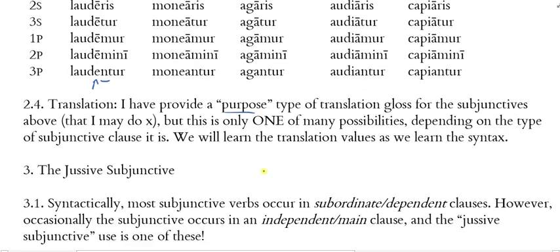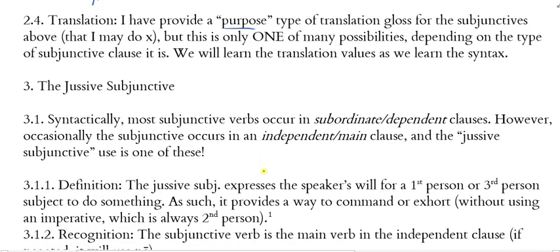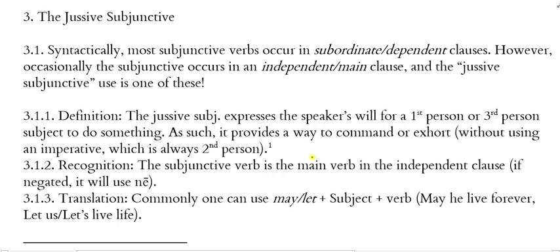So let's look at two of the uses of the subjunctive. We'll start with the jussive subjunctive. Now, syntactically, most subjunctive verbs occur in subordinate or dependent clauses. They're going to be embedded in a main or an independent clause. However, occasionally, the subjunctive verb is going to occur in an independent or a main clause, and the jussive subjunctive is one of these. So, we're not looking for a dependent clause, but for a main or independent clause that has for its verb a subjunctive verb.